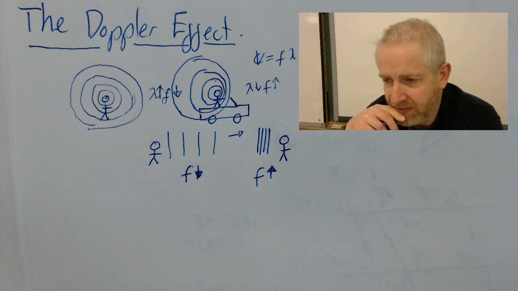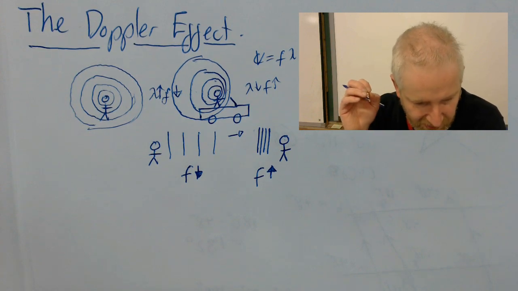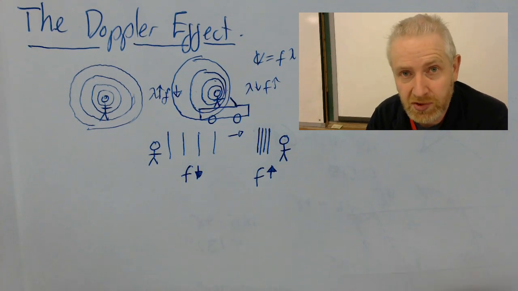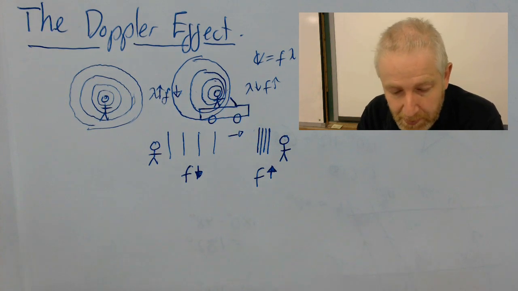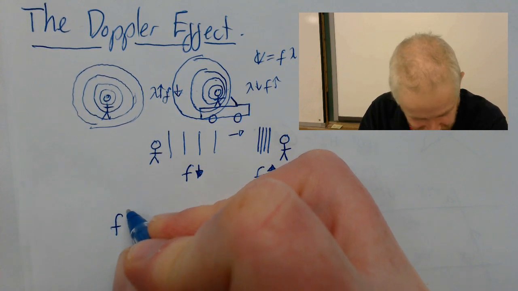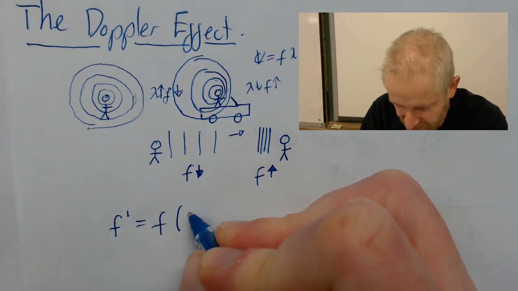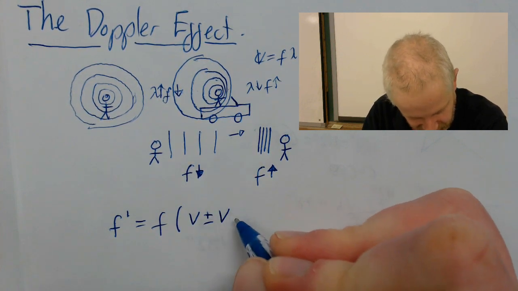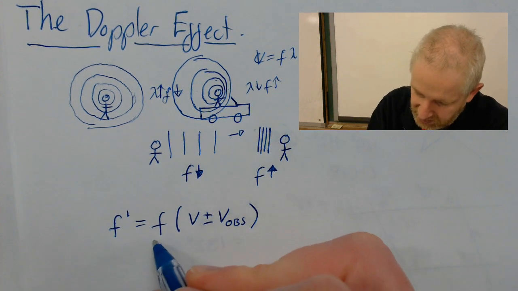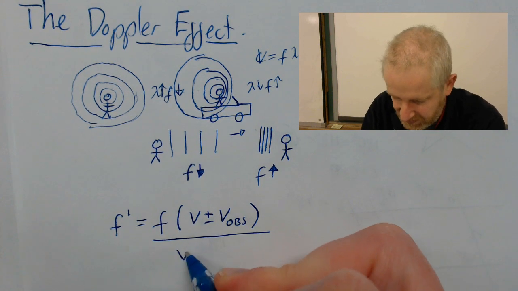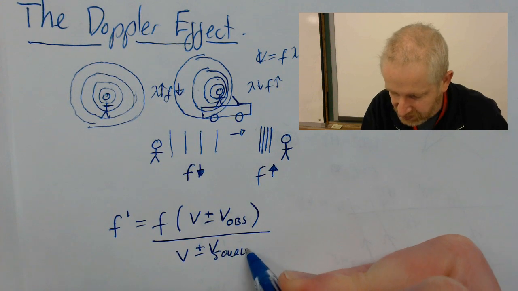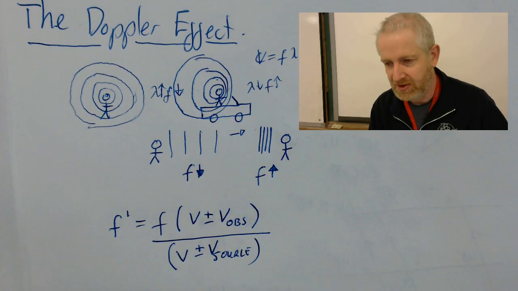Alright, so this is quite interesting. This actually is quite well behaved. We can work with this. This actually leads us to an equation, something which will tell us how much the frequency has changed by. So here we go. We've got our frequency, the one we're going to measure, which will be equal to v plus or minus v of the observer, divided by v plus or minus v of the source. Okay, now what does this mean?